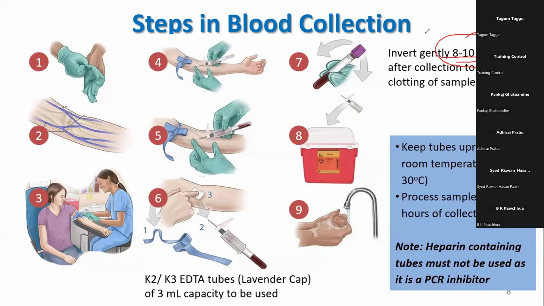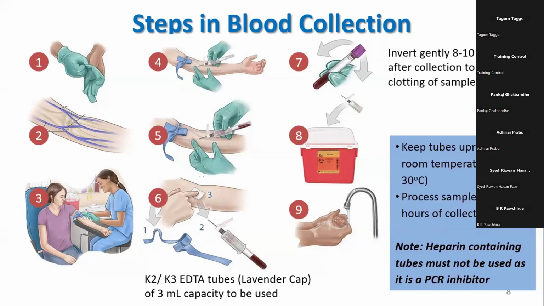And there are two key points. The whole blood that is drawn has to be separated within 6 hours. So plasma processing should happen within 6 hours. If it does not happen, the RNA stability is lost, and you are most likely to get TND reports out of it, false TND reports. And then heparin tubes must not be used, as heparin is a PCR inhibitor.